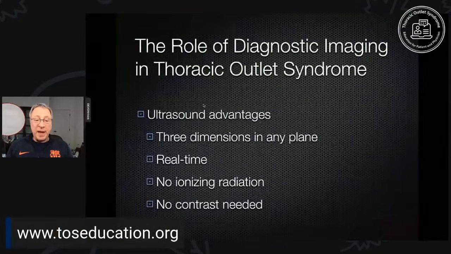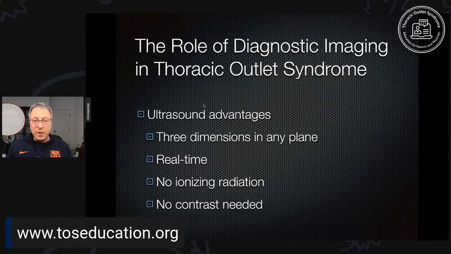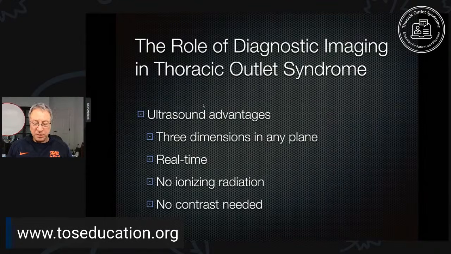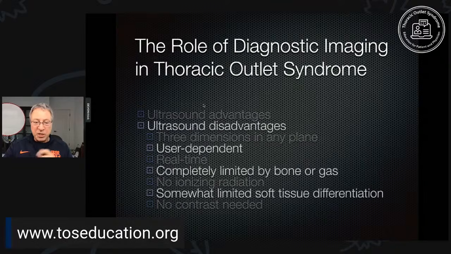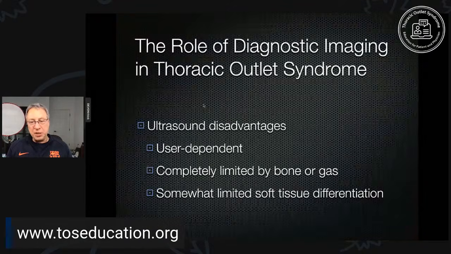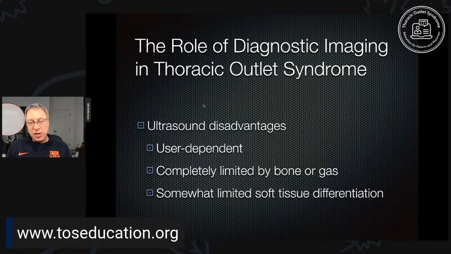So ultrasound has advantages. You can get all three dimensions in any plane that you pick. It's real time. You can watch things moving underneath the ultrasound probe. There's no radiation, and you don't have to give contrast. But the disadvantages are it's highly user dependent. If you have a sonographer who's not really skilled at this particular thing, he or she may not be able to get you the pictures you need as a radiologist.